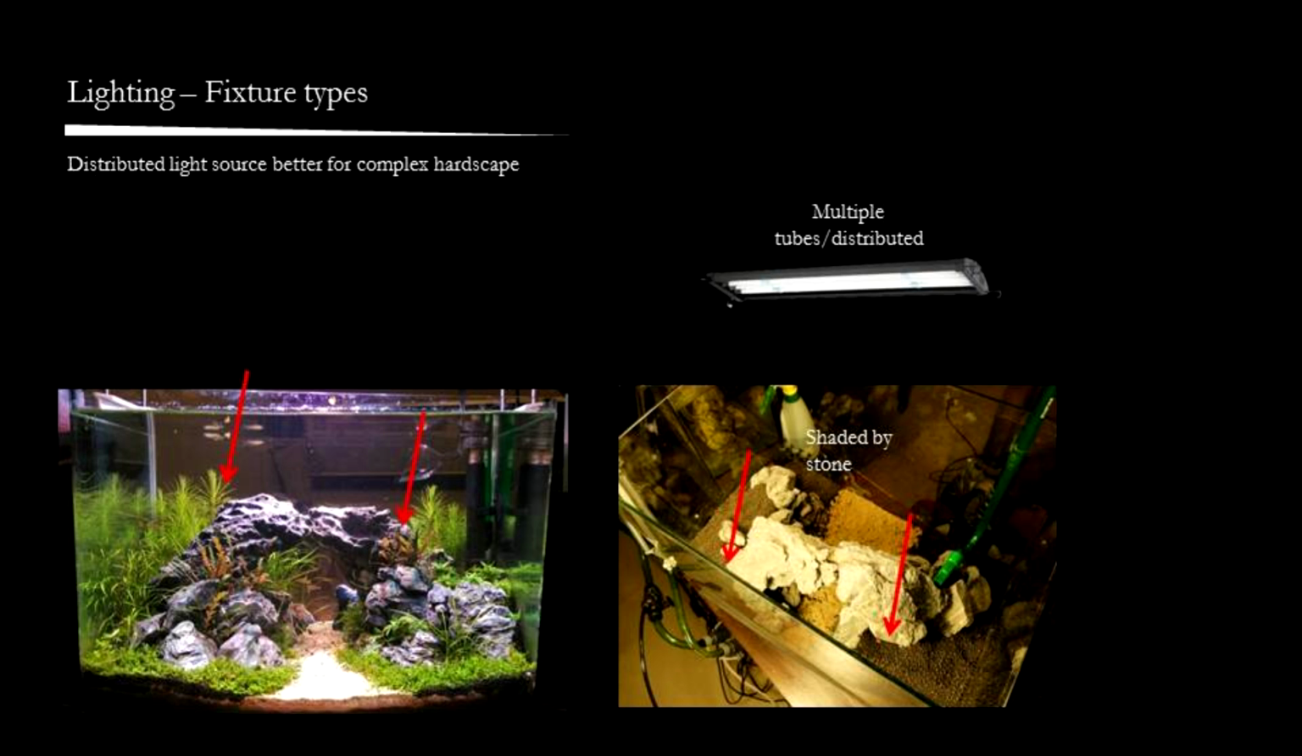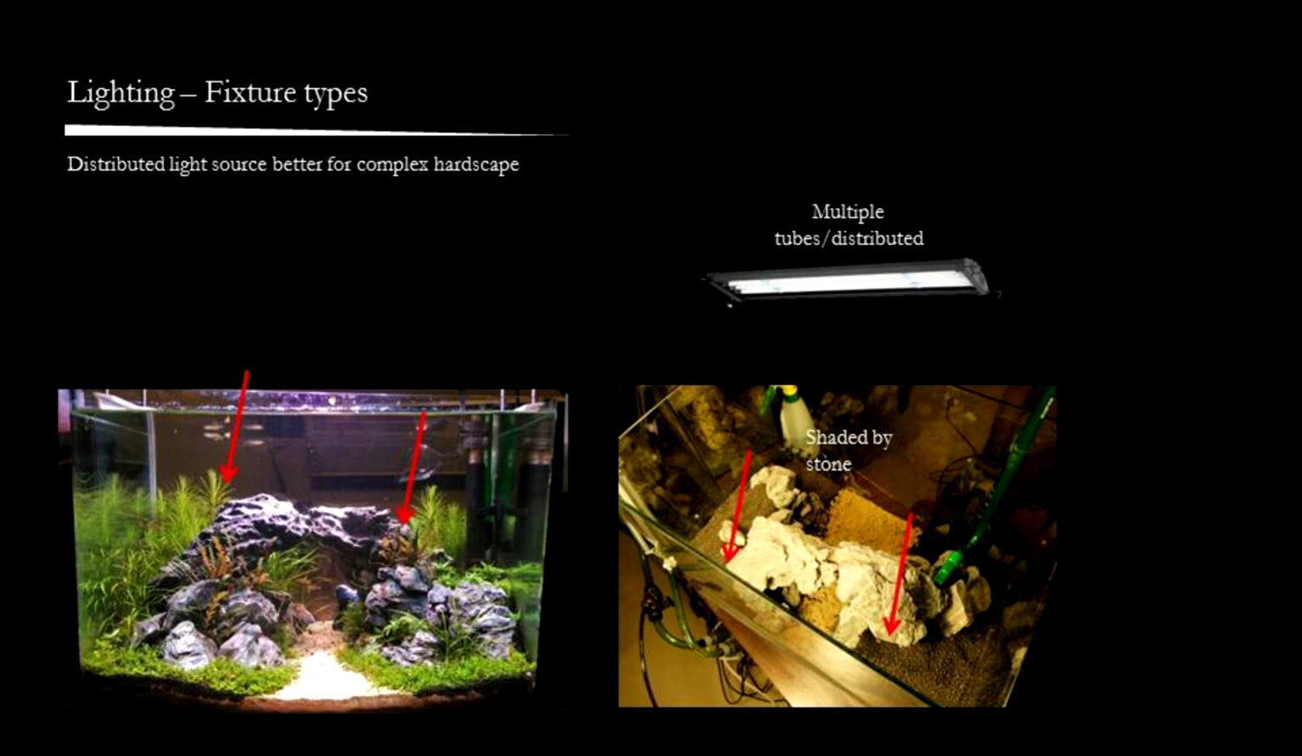While point sources of light generally have nice and sleek fixtures and give an attractive shimmer in the water when the light penetrates the tank, the general rule is if you have a complex hardscape where there are certain shaded areas that you want better coverage on, it may be better to use a distributed light source instead.